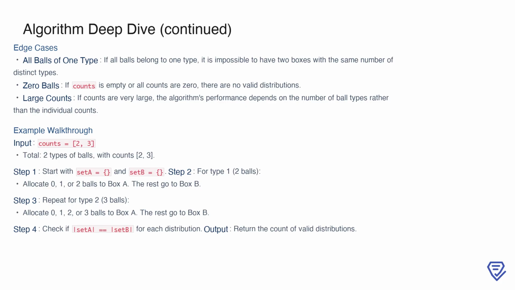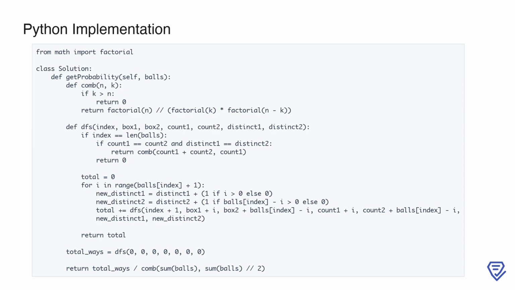Combining these allocations for both types, we generate all possible distributions. Finally, for each configuration, we check if the sizes of set A and set B are equal. If they are, we add to our count of valid distributions. The final output is the total number of valid ways to distribute the balls. This solution solves the problem of determining the probability of distributing balls such that the number of distinct ball types in both boxes is equal.